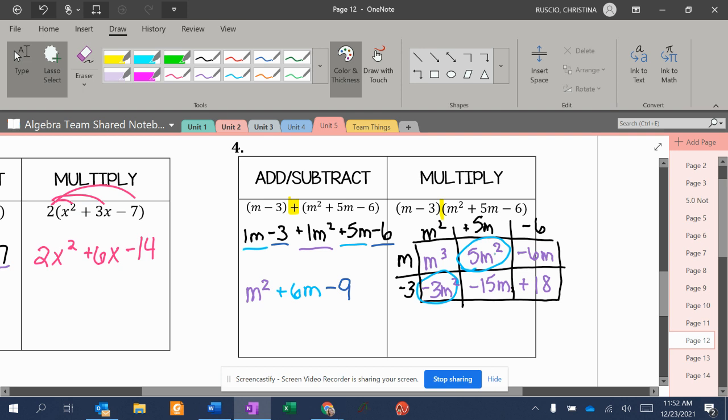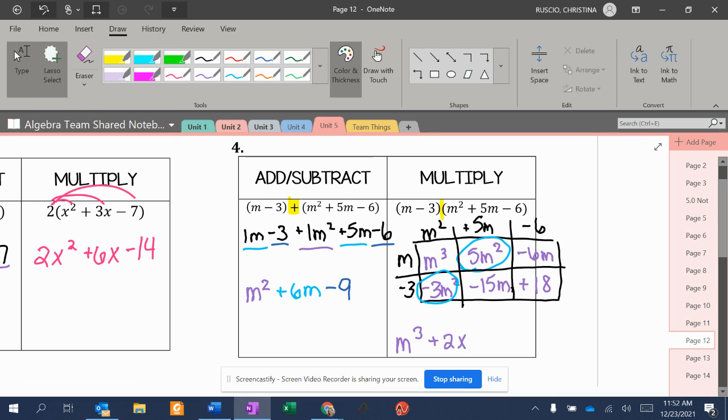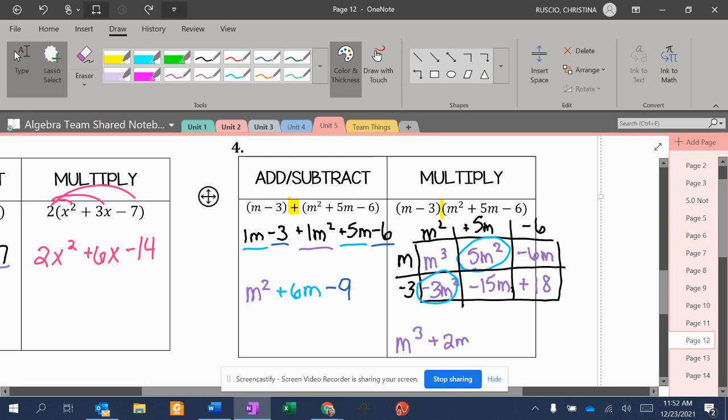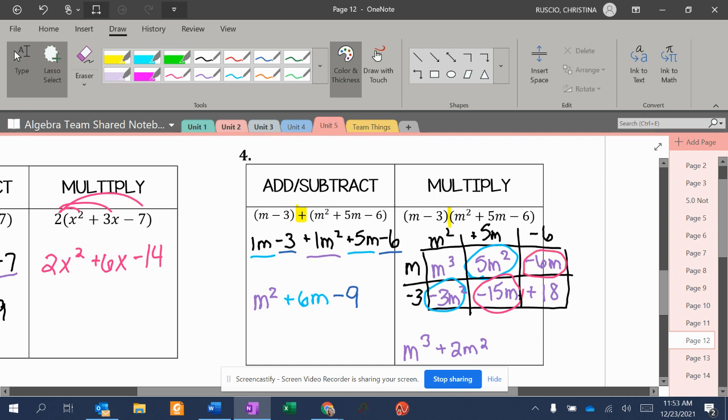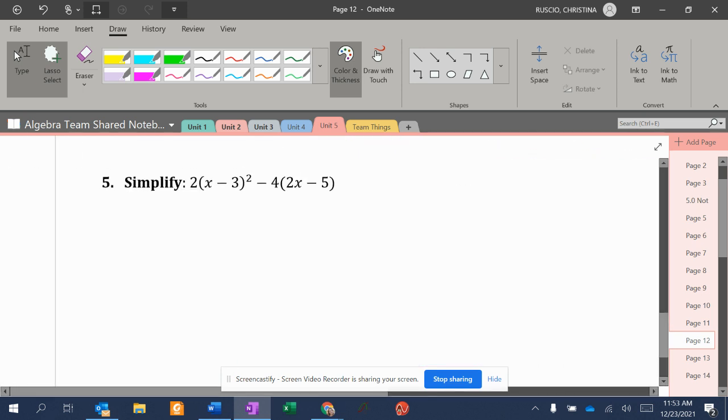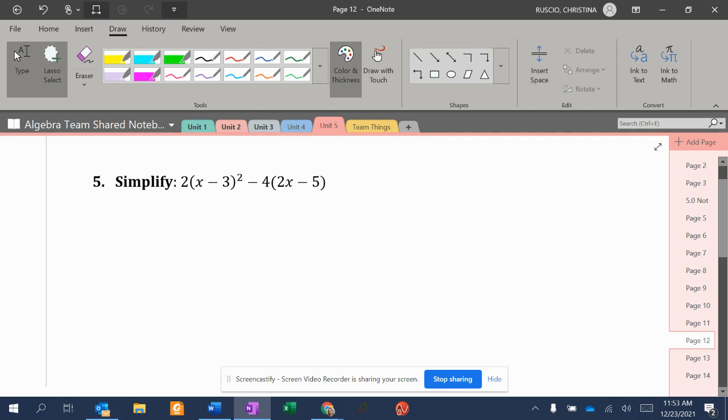So here's some like terms. Actually, I'm just going to write my final answer. So we have m cubed, m to the third power, plus, when I group those two blue terms together, we get 2, oops, not x, 2m squared minus 15m minus 6m is minus 21m plus 18. And this is the final answer down below here. Whew, that was fun.